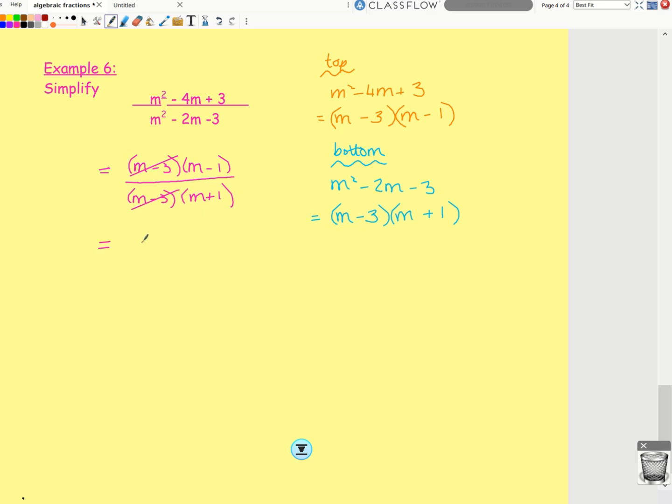So what I'm left with is an m minus 1 on the top line and an m plus 1 on the bottom line. And that's it.